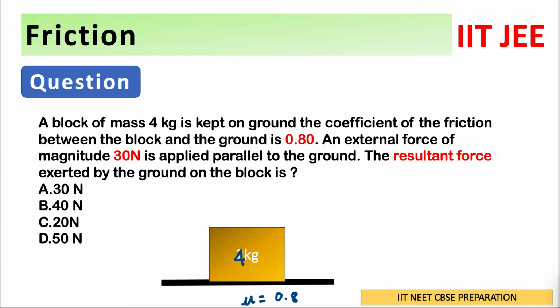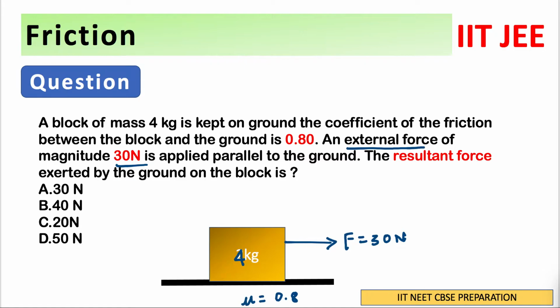Then an external force of magnitude 30 Newton is applied parallel to the ground. So this is a force F equal to 30 Newton and it is applied parallel to the ground. The resultant force exerted by the ground on the block is... So we have to find out what is the resultant force exerted by the ground. So first of all, although the question is simple, let's see.